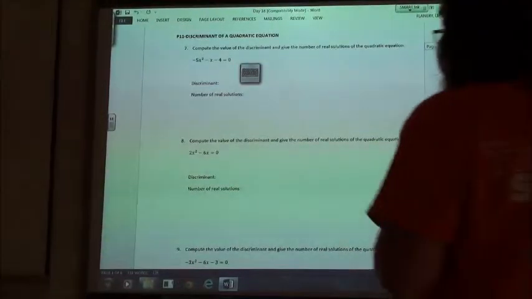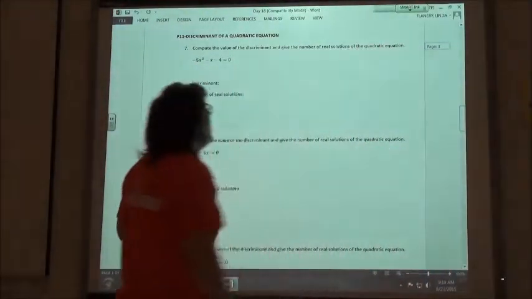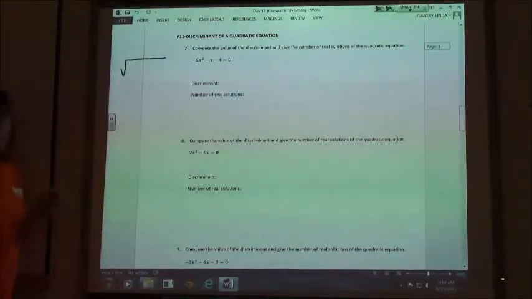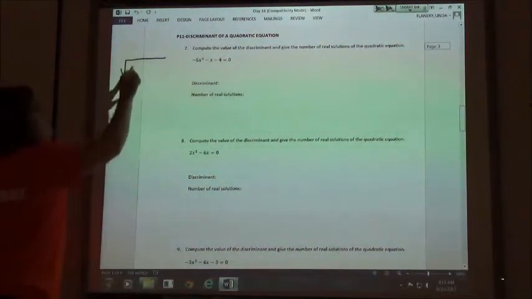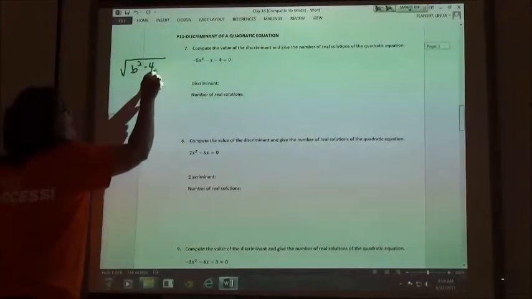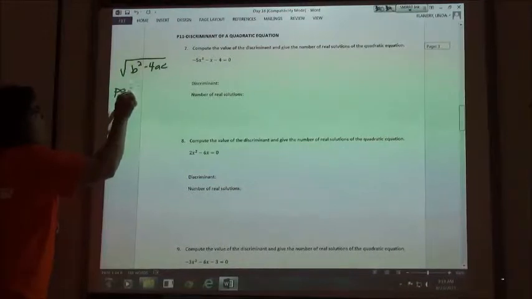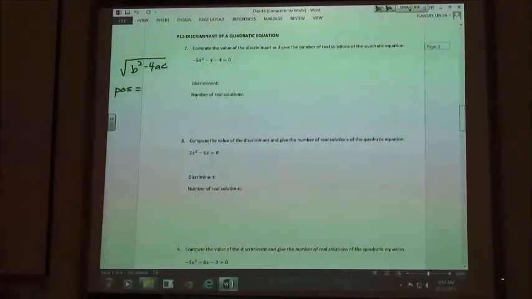Numbers 7, 8, and 9 are talking about the discriminant of the quadratic equation. The discriminant comes from the part of your quadratic formula that's under the square root, the b squared minus 4ac. If that is a positive value, you get two real number answers because you have plus or minus the square root of something, right? So you get two real number solutions.